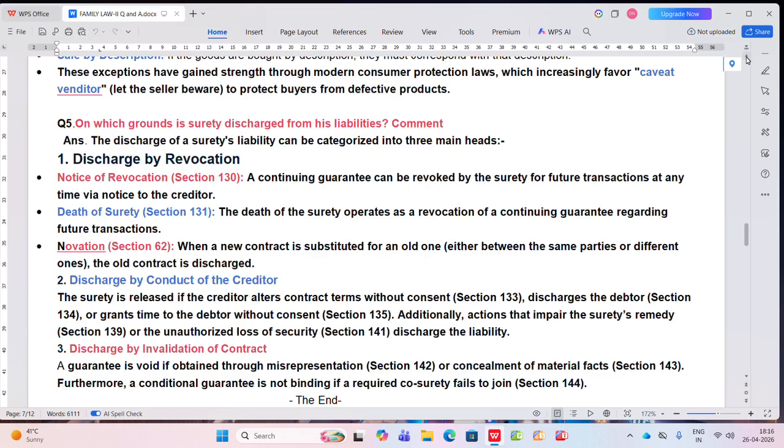So friends, this is all about the contract law 2 questions and answers. These questions are very important and you must remember these questions when you go for the exam.